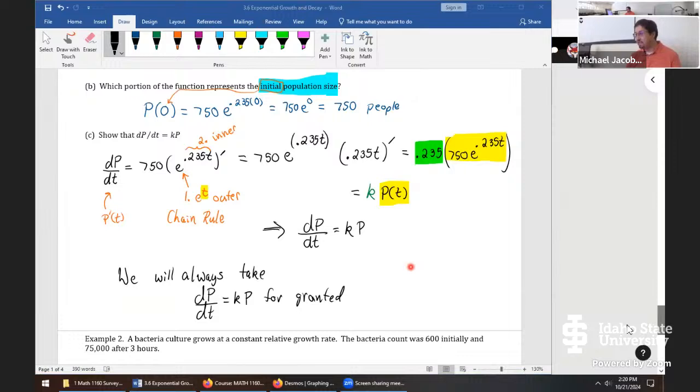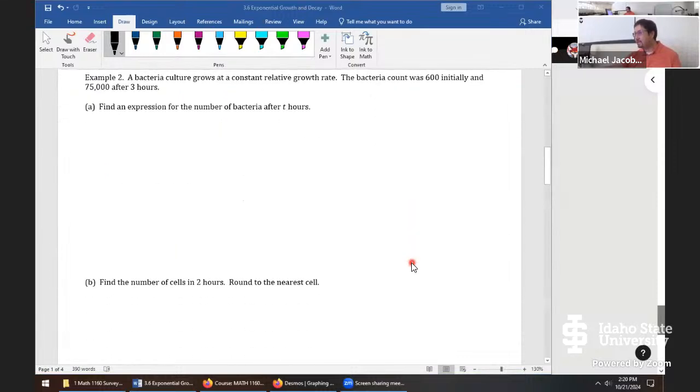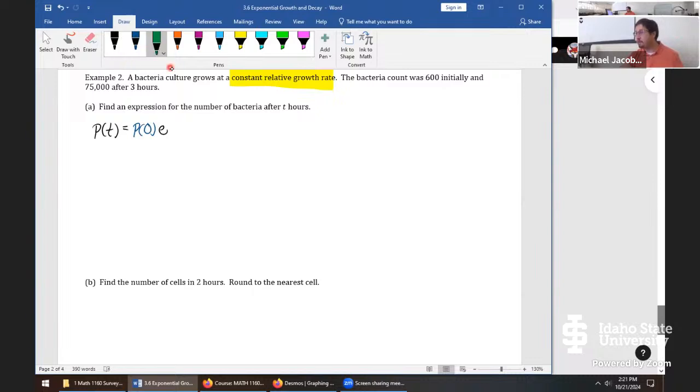Okay, well, let's begin then. So here's our new content. We are told a bacteria culture grows at a constant relative growth rate. The moment it says this right here, I was meaning to highlight that. Let me try again. The moment it says that information right there, that means the population size at time t is now equal to p at 0 times e to the power kt.